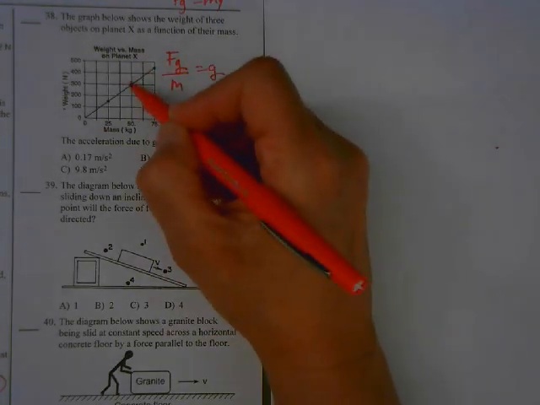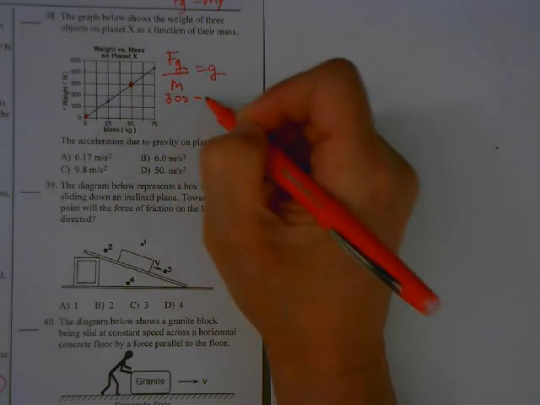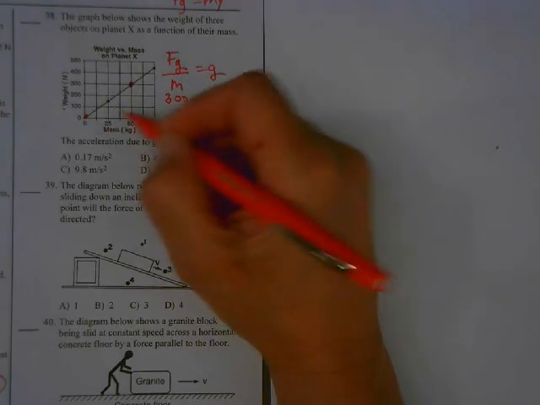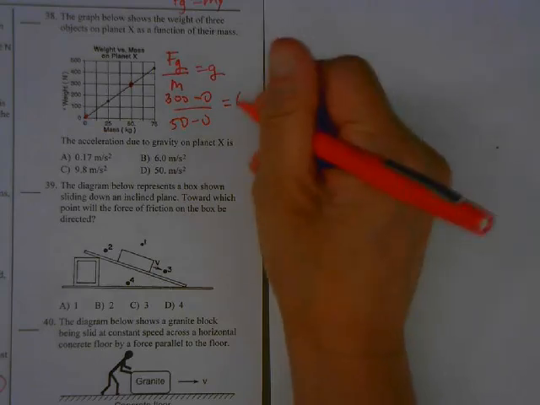I would pick this point and this point because it's where it crosses. So 300 minus 0 over 50 minus 0. And 300 divided by 50 is 6. So that's the acceleration due to gravity, B.